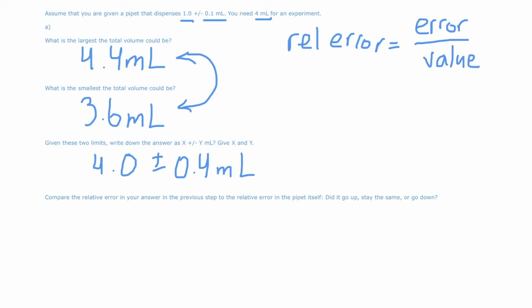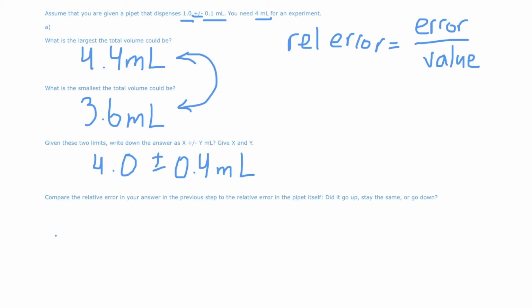So when we think about the error or the relative error in the pipette, we know that the value we're trying to get in the pipette is 1 milliliter for our one measurement. So that means this 1 milliliter is our value, and the error is 0.1, which is after our plus or minus sign in the problem above.